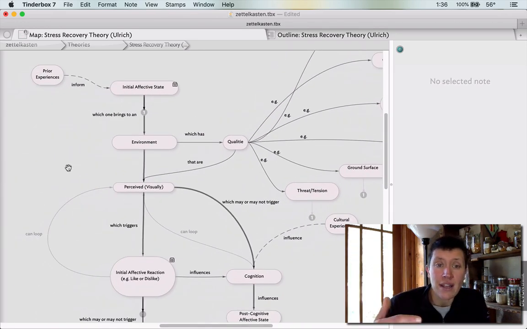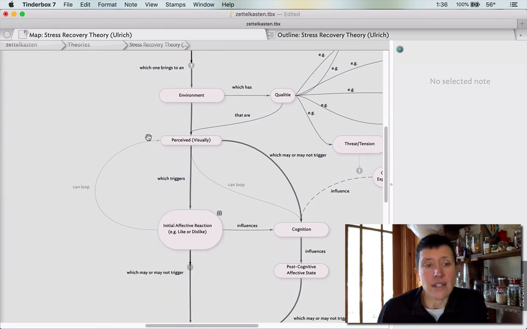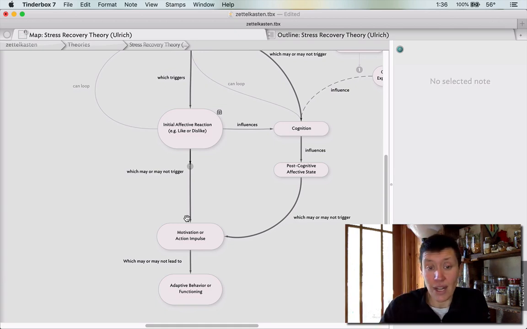We've got this initial state in an environment that has these qualities. We perceive them. Then what happens? Well, according to this theory, that can trigger this initial affective reaction, which we talked about already, and that might just lead straight down into a motivation or impulse and an actual choice or behavior. So, for example, if you go into a space and you perceive it as threatening, you might leave. That would be purely affective. You wouldn't be thinking much. There would be no cognition there. You would just flight, that model, fight or flight.